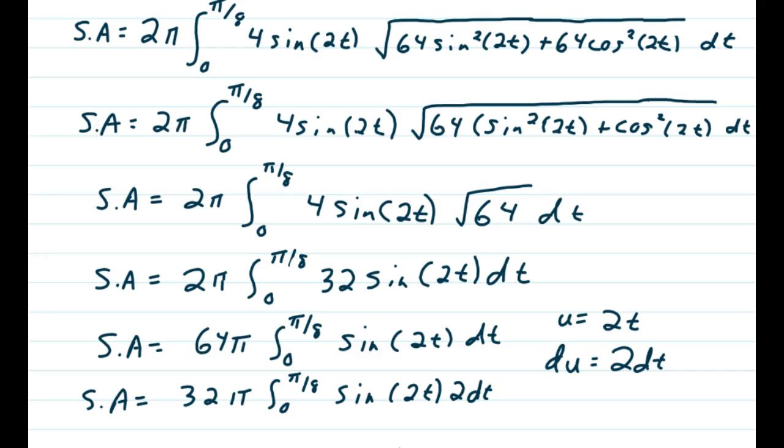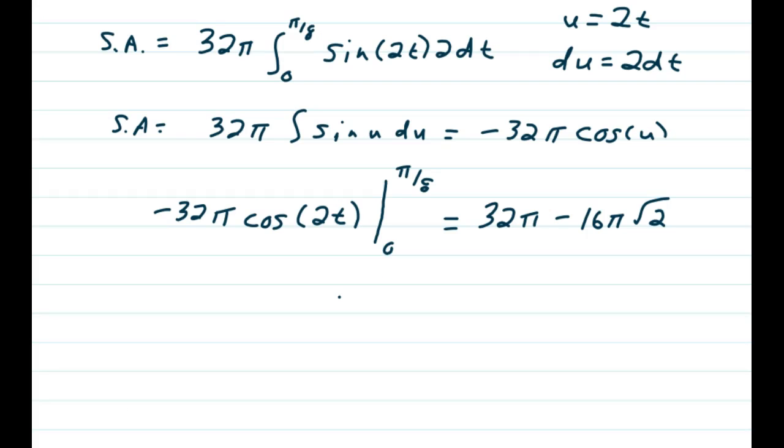So we're ready to do our u substitution. Again, on the previous page, we had surface area is equal to 32 pi, integral from 0 to pi over 8, sine of 2t times 2 dt, where u is 2t, du is 2 dt. So we do our u substitution to get 32 pi, integral of sine of u du, which is then negative 32 pi cosine of u. Bring back our 2t, we have negative 32 pi cosine of 2t. Evaluate that from 0 up to pi over 8, and you get a final answer of 32 pi minus 16 pi square root of 2.